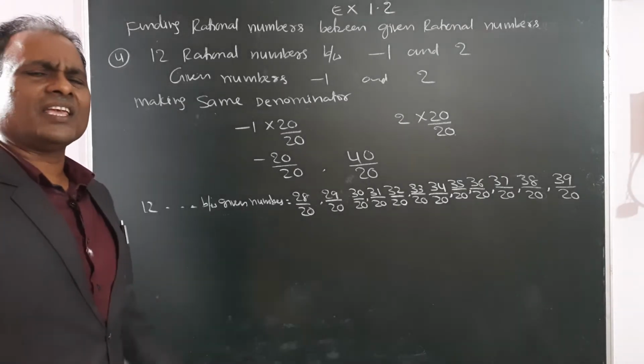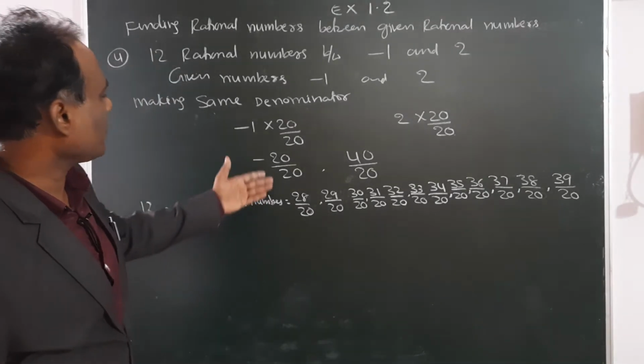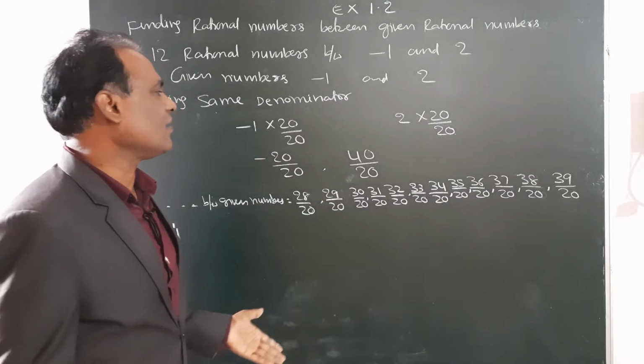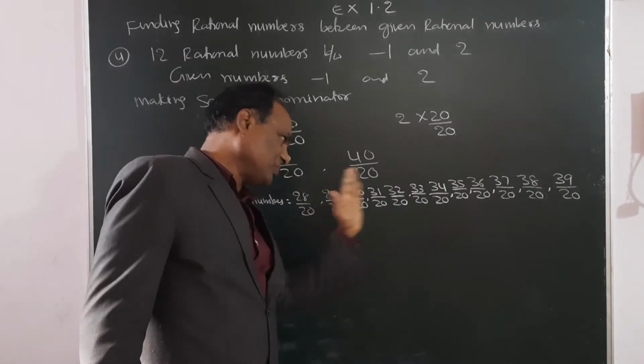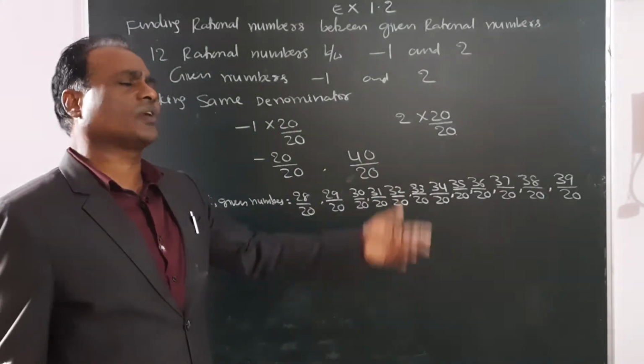Any method, any process, you will get the answer. There is no particular rule. From here, if you start with negatives, you will get some confusion. To avoid that, I took only positives. That is enough. See, 12 numbers we are asked to write, so any method you can apply.